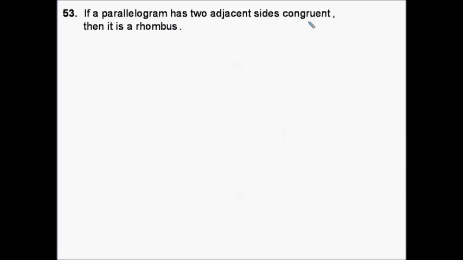If a parallelogram has two adjacent sides congruent, then it is a rhombus. So let's see if I can do this. Here's what happens. If this side is the same length as that side, those are adjacent, right? Well, because it's a parallelogram, if this side is this length, that makes that side that length. And if this side is this length, it makes that side also the same length. So these two sides make these two sides the same. So two sides next to each other being the same makes all four sides the same.